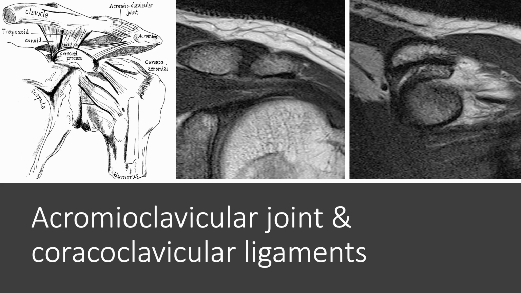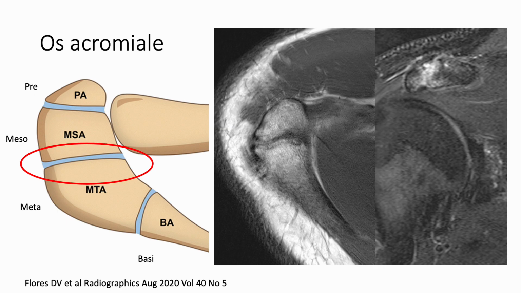And then you have something called an os acromiale, which is basically the format in which the acromial apophyses fuse. So here is an example of the coracoclavicular ligaments, your conoid and trapezoid portions that you can see here. Here are your superior and inferior acromioclavicular ligaments. This is the os acromiale. The os acromiale has got 3 parts. It's got the preacromion, the mesoacromion, the metaacromion. And normally the os acromiale happens at the junction of the meso and the metaacromion over here.